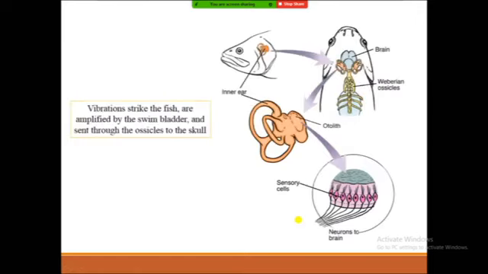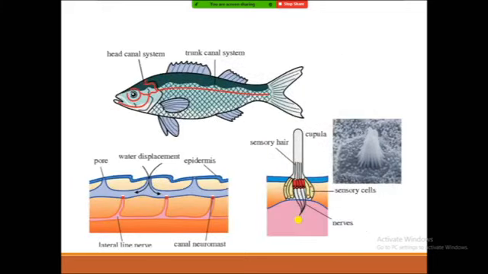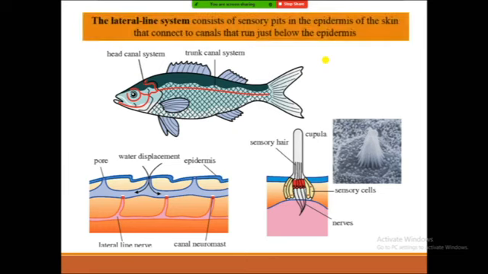Vibration strikes the fish. Generally, the vibration may be external vibration of the water bodies because of the presence of different types of organisms; it is amplified by the swim bladder and sent through the ossicle to the skull, where a message is generated for the presence of different organisms. Here, head canal system and trunk canal system, these are the different systems. The lateral line system consists of sensory pits in the epidermis of the skin that connect to a canal that runs just below the epidermis.